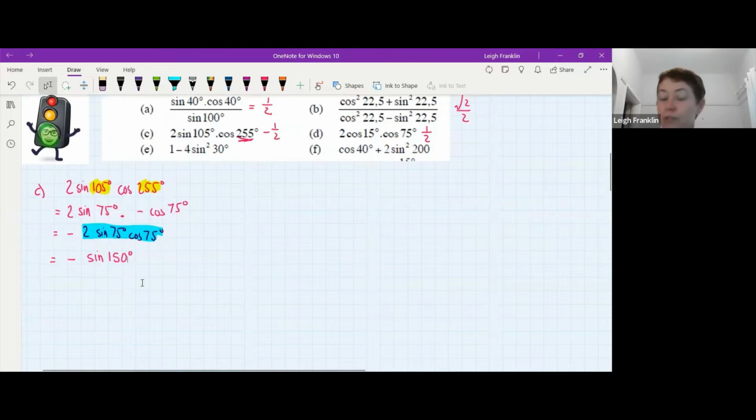Now we can reduce further. Okay, 150 is quadrant 3. This will reduce to negative sine 30. And remember, the sine of 30 is a half, and that's why the final answer was -1/2.